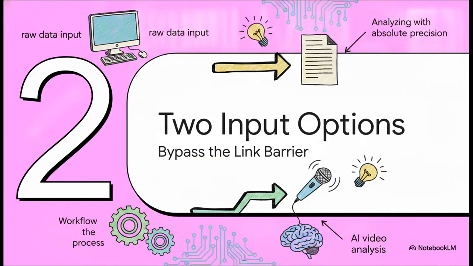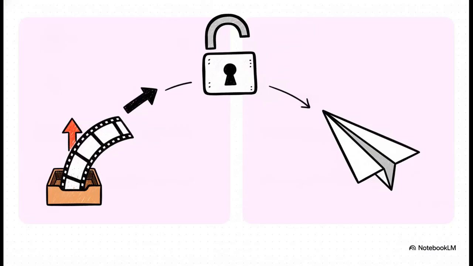Which brings us to part 2. 2 easy input options for bypassing that link barrier. So, how do we actually give the AI the raw data it desperately needs? Well, we have 2 incredibly simple options to bypass this roadblock. Option 1, you can upload the video file, or maybe just the most important segment of it, directly into the chat. Or, option 2, you can send the exact text transcript directly from YouTube. Both of these methods instantly unlock the AI, taking it from guessing to analyzing with pinpoint precision.